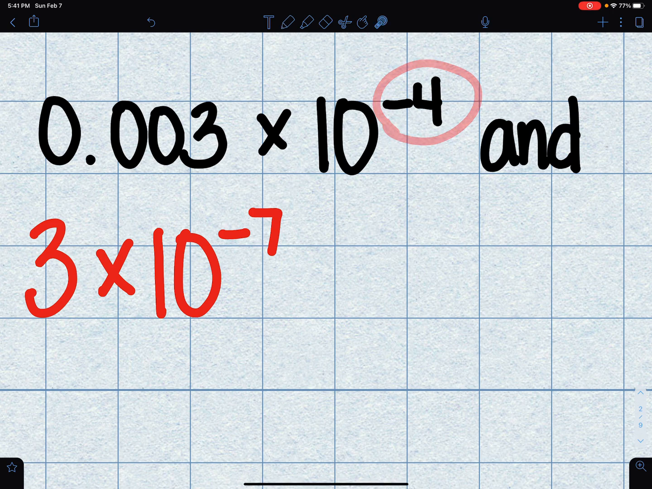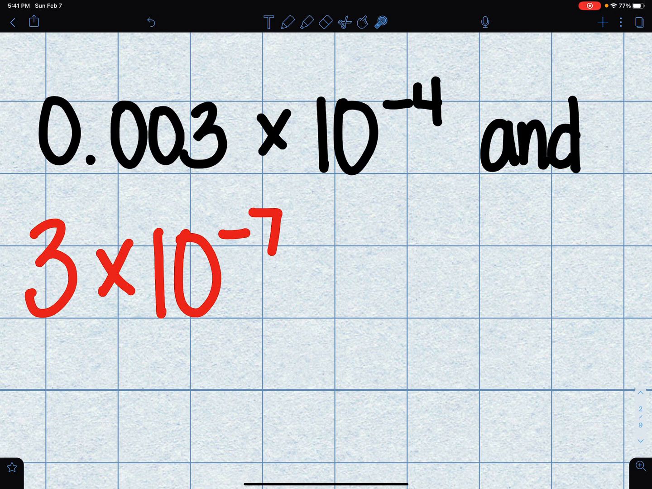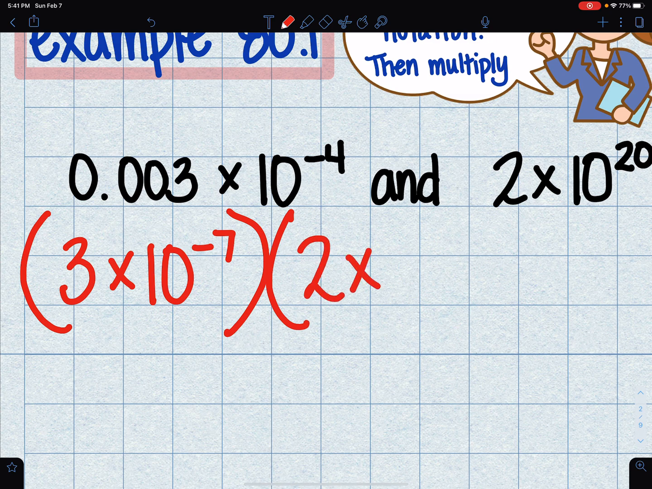Either way, when you're making this number bigger, I make this one smaller, or more to the left on the number line. So anyway, that is this number now in scientific notation, okay? And the second number is already written in scientific notation, so I'm just going to rewrite it, 2 times 10 to the 20.